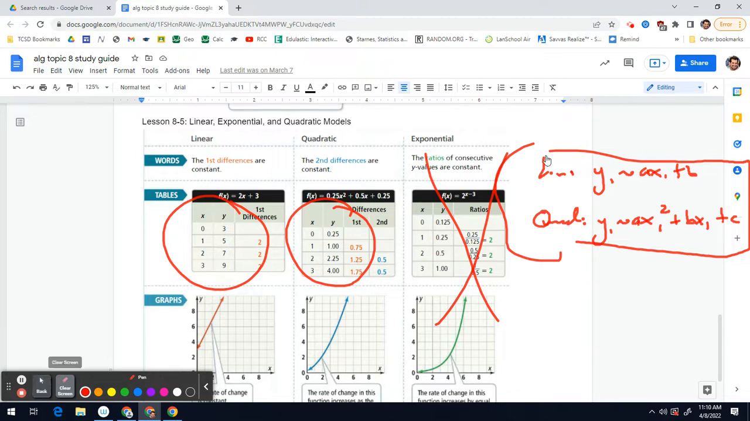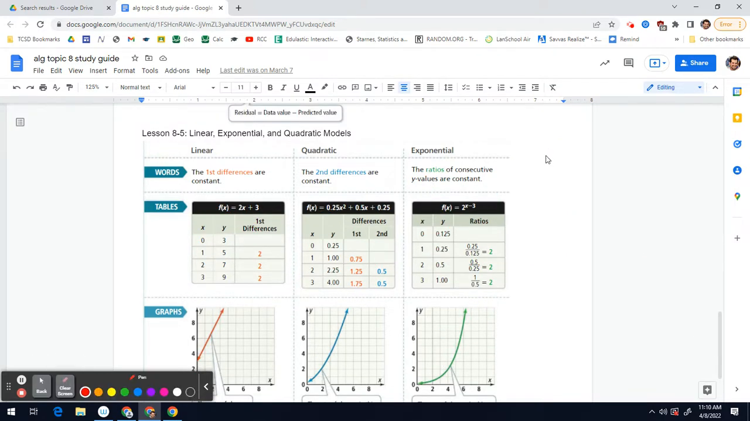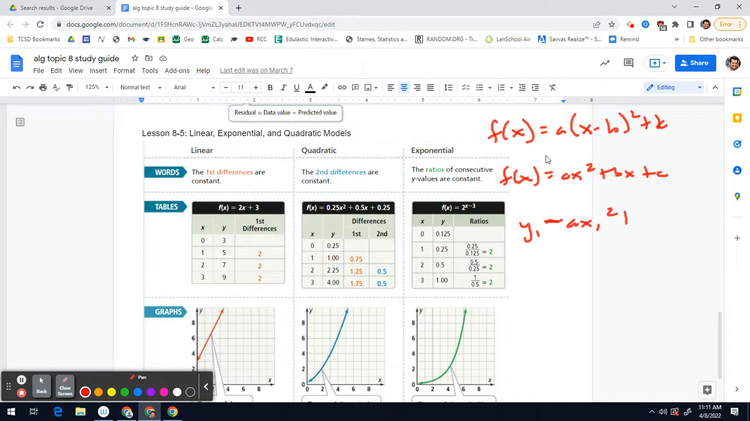From this topic, the formulas that I would try to remember: first, I would remember vertex form, f of x equals a times x minus h squared plus k. I would remember standard form, f of x equals ax squared plus bx plus c. And then your quadratic regression, y1 squiggle, ax1 squared plus bx1 plus c. That's what I would remember from quadratic topic 8. All right, very good.